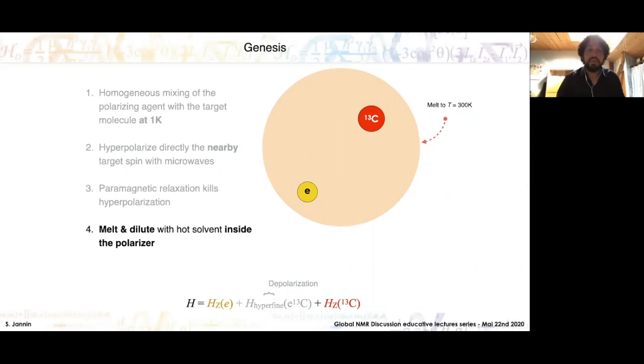And one thing that we've been doing all this time, which is very important, is that you dissolve your sample while it is in the cryostat, in the high field region. Since you have all these electrons, if you try to take your sample out without melting it and diluting it, if you go to low field or to high temperature in the solid state, you tend to have a very, very efficient relaxation that can be on the millisecond time scale that will kill your hyperpolarization.